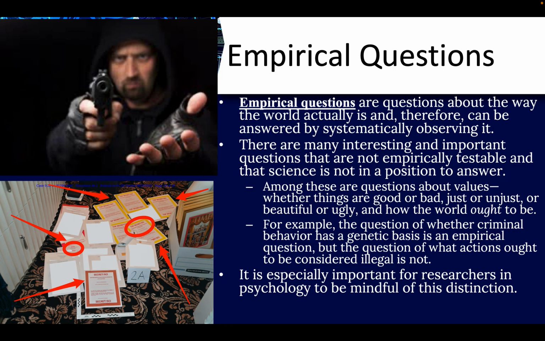Empirical questions are questions about the way the world actually is and therefore can be answered by systematically observing it. There are many interesting and important questions that are not empirically testable that science is not in a position to answer. Among these are questions about values, whether things are good or bad, just or unjust, or beautiful or ugly, and how the world ought to be. These are questions that you cannot answer because they require value judgments.